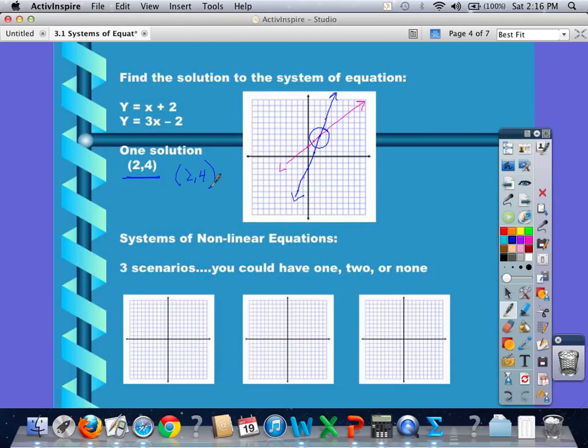Now we have systems of nonlinear equations, and you could have 1, 2, or no solutions. For instance, I'll give you one. y is equal to x squared, the first equation, and then the other one could be something else. Let me graph that, it's going to be right here, starting right here.